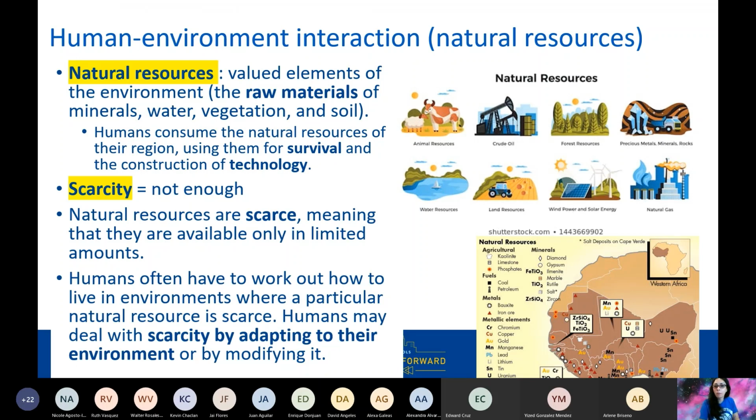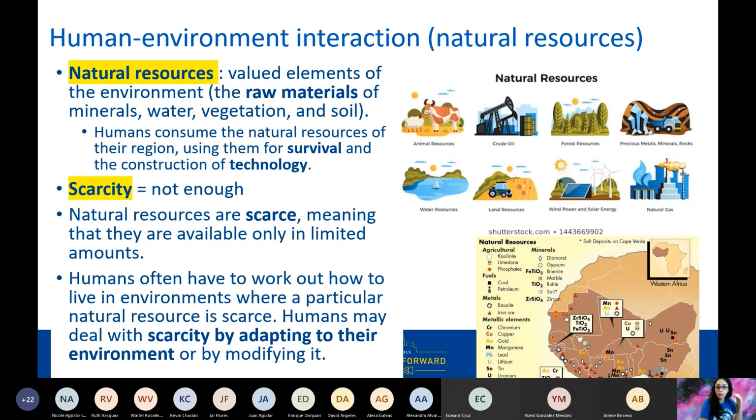Right, we've also learned about natural resources, which help explain a lot of what we find in human-environment interaction, that people and their environment affect one another. Natural resources are valued elements of the environment. They're the raw materials, minerals, water, vegetation, and soil. They're the stuff the earth gives us that we use to survive and to make new technology. Natural resources, as we know, are scarce. That means that there's not an unlimited supply of them. They are limited in quantity. There's not enough of everything.